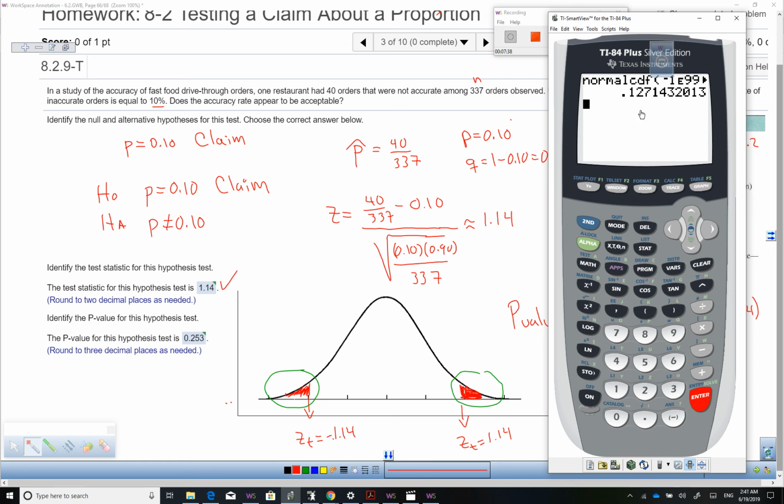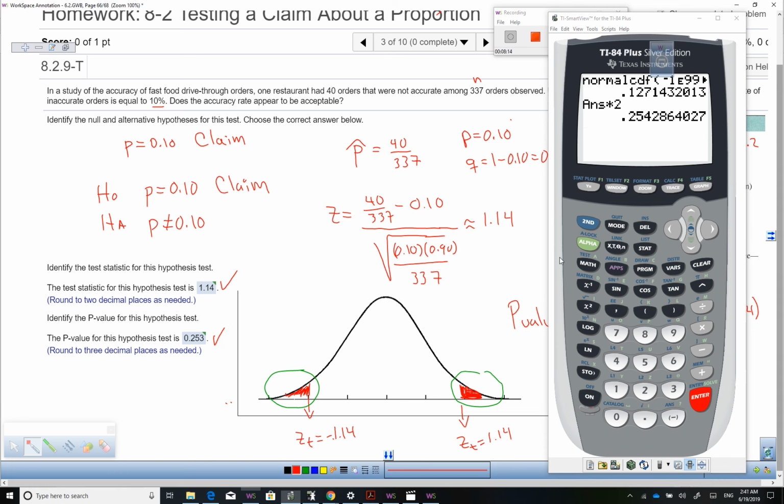we get that number. Okay, keep in mind that this area is only the area on the left, and since the distribution is symmetrical, this area will be the same area as this area. So you might just multiply that by 2. We only multiply by 2 when you have a double tail test, and we have the p-value right here.